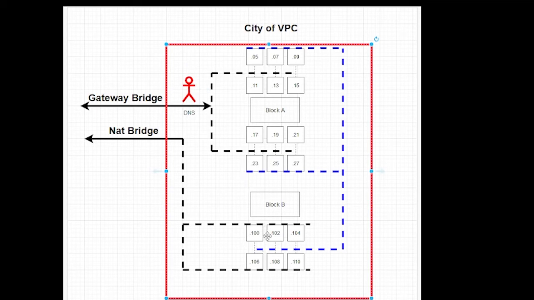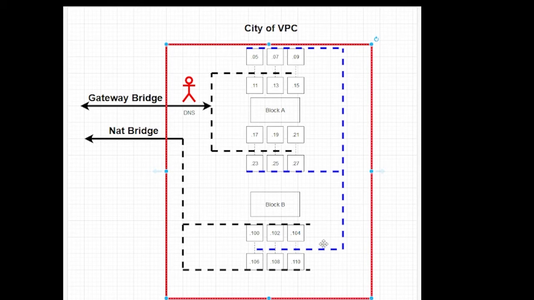The only way to access anything located in Block B, like for example the nuclear power plant, which is located at 100, or the military base, which is located at 104, DNS will not help you locate it, especially if you come through the gateway bridge. However, the people who live within the city of VPC do have access to this, but that's through a private channel that only they can access it through. So if you look at the blue lines right here, that is a private connection that they have towards Block B. So the only way to access the nuclear site or the military bases would be to go through the private channels, the private roads, to connect to them.